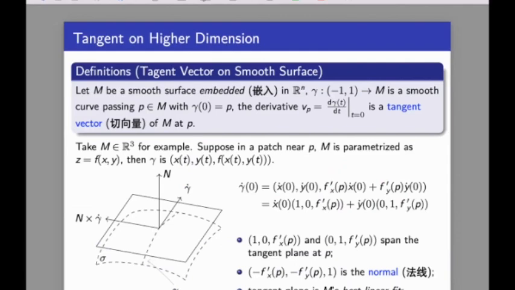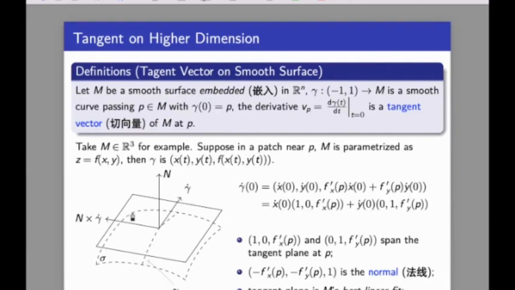The relationship between derivative and curve can be generalized to higher dimensions. For a curve embedded in R^n, let gamma be a smooth curve passing point P. Then the derivative of gamma in R^n gives the tangent vector of M at P. Obviously, the tangent vector is not unique, and all tangent vectors at P span a hyperplane in R^n called the tangent space of M at P.